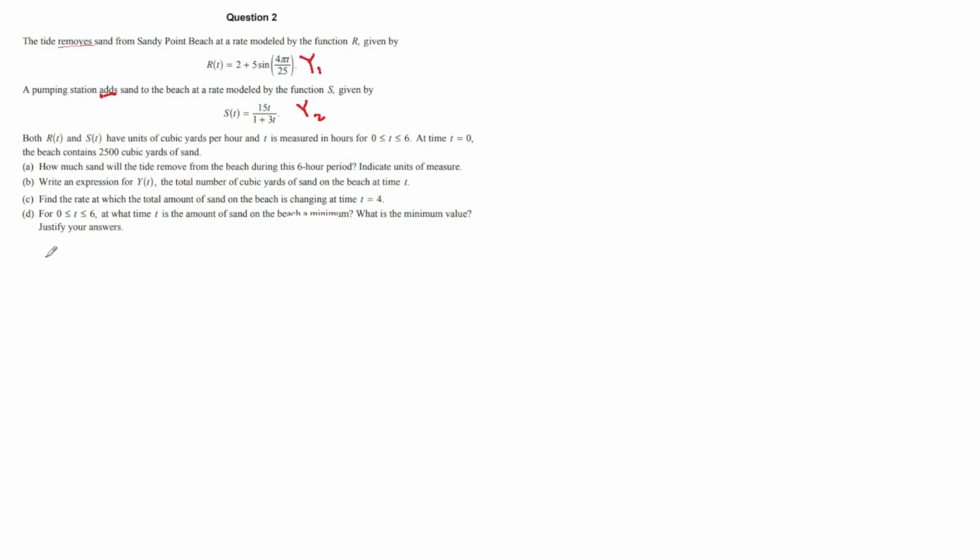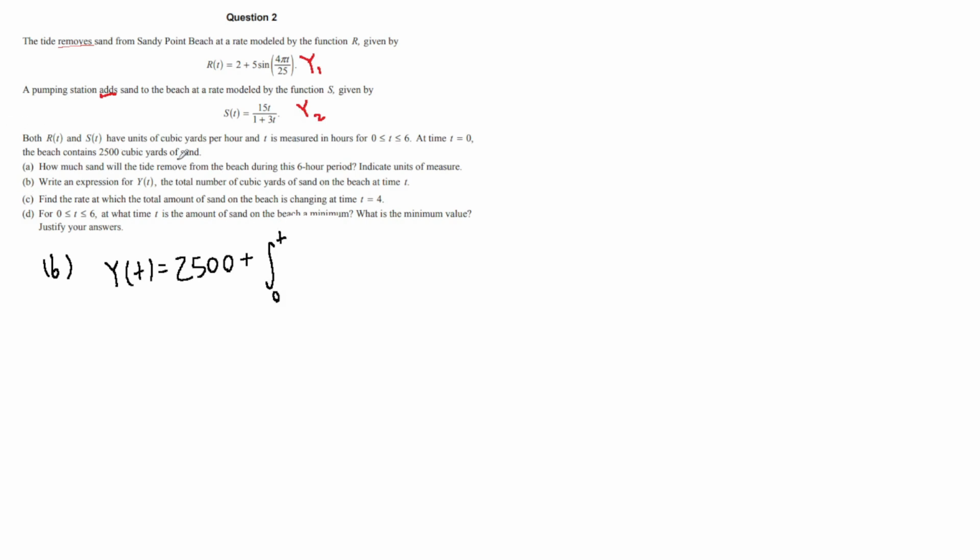So let's start by going like this. B. We're going to have y of t is equal to 2,500 plus, right? Because we have 2,500 cubic yards of sand to start out. And then what we're going to want to do next is add the integral from 0 to t, right?